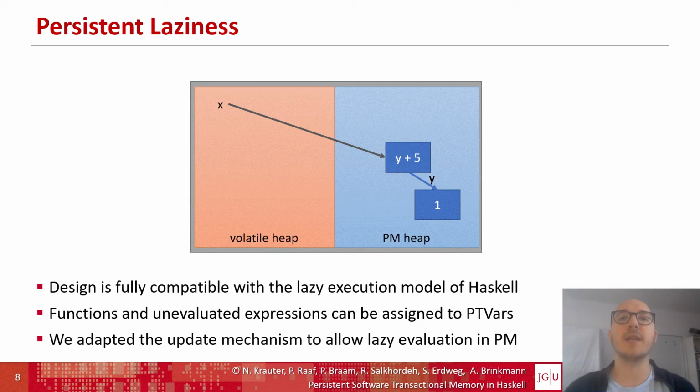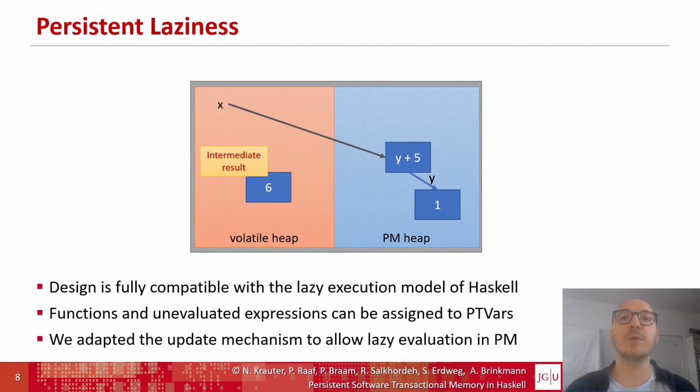So developers can store arbitrary functions and unevaluated expressions in PM. In this example here, we can see that X points to the expression y plus 5 with the environment y equals 1 in PM. In case that X is evaluated, any intermediate results will be created in the volatile heap first. While this is shown here with the integer addition, more complex intermediate results can contain unevaluated sub-expressions themselves.